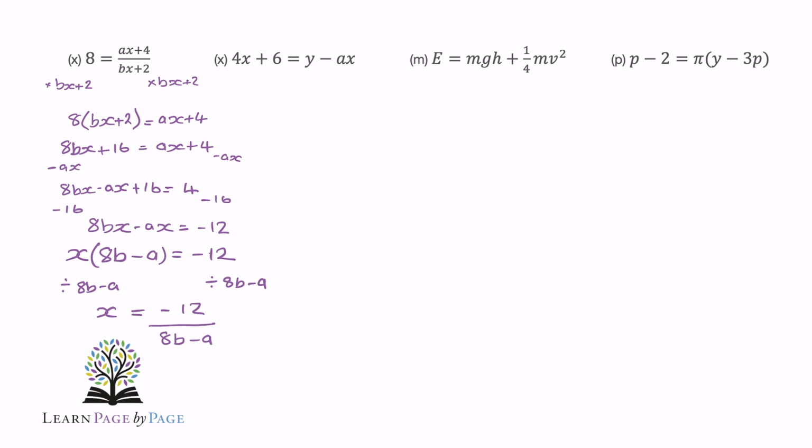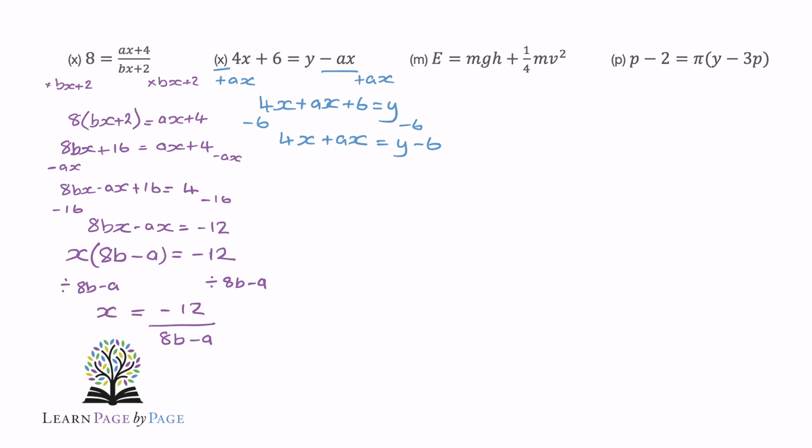Now let's move on to the next. They want x as the subject of the formula. So let's move the ax first. Let's move this negative ax. So we're going to add ax to both sides, and we end up with 4x plus ax plus 6 equals y. Now let's move the 6, minus 6 and minus 6, 4x plus ax equals y minus 6.